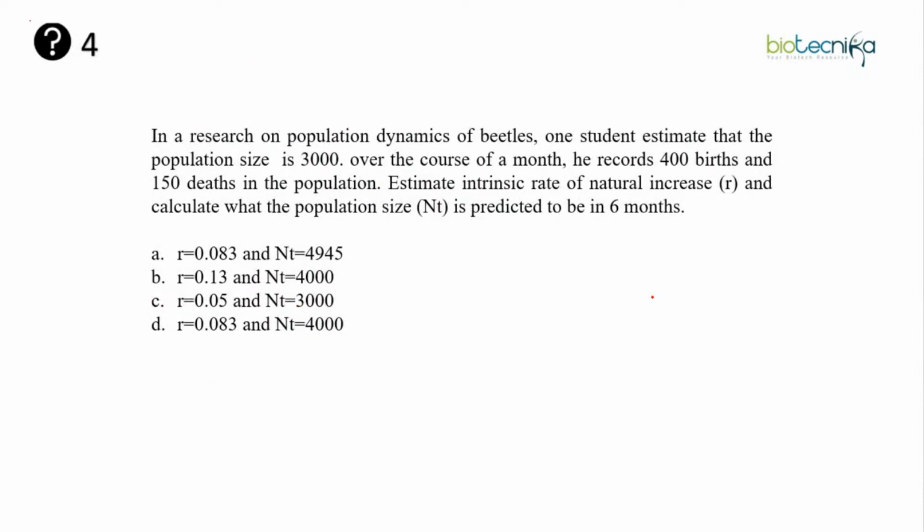Now going to question number 4, which is a question from your population ecology. It says that in research on population dynamics of beetles, one student estimates that the population size is 3000. Over the course of a month, he records 400 births and 150 deaths in the population. Estimate the intrinsic rate of natural increase and calculate what the population size is predicted to be in 6 months. So, what do you think will be the answer?